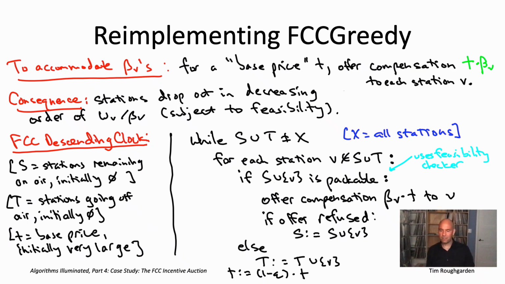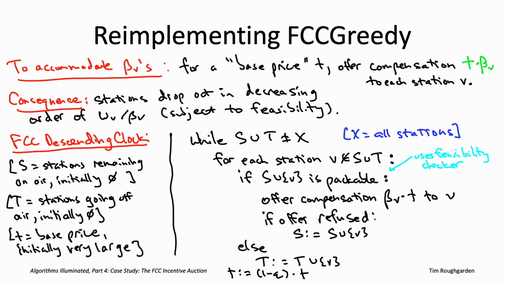I don't really have space to write it here on the slide, but hopefully it's pretty clear what the output of this algorithm is, right? It should report back what are the stations in capital T, who's going off the air, what are the stations in capital S, what are the stations staying on the air, and then also what should the new channel assignments be for those stations in capital S that are staying on the air. And remember, those channel assignments are just already being computed by that feasibility checker. So you just look at the last successful invocation of the feasibility checker, and that's going to tell you the channel assignments for that final set of stations, capital S.